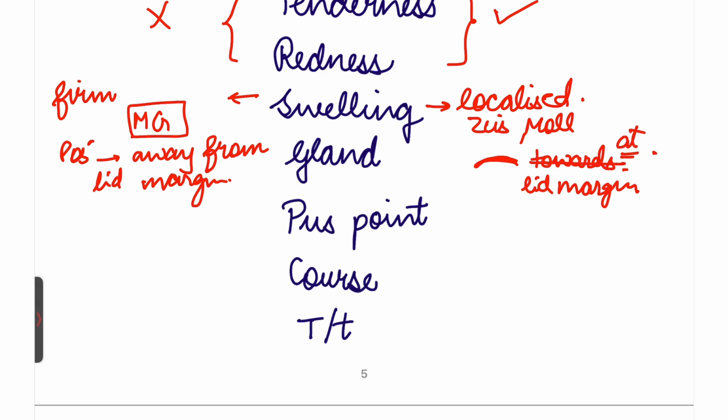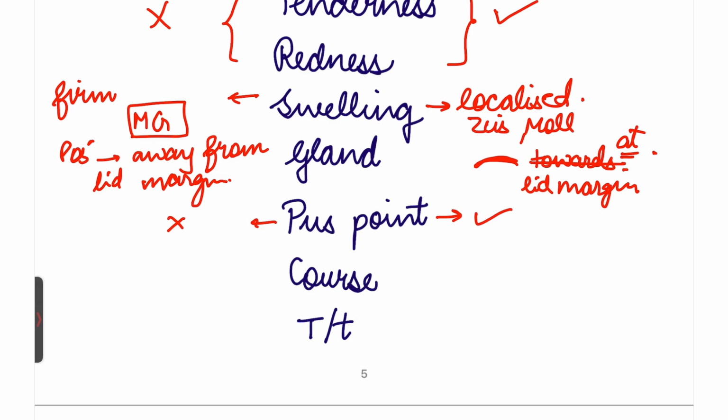When we look at the pus point, the pus point is absent in Chalazion, but it is present in Stye. Because Stye has two stages. The first stage is stage of cellulitis, and the second stage is stage of abscess. So pus point is seen in the stage of abscess.